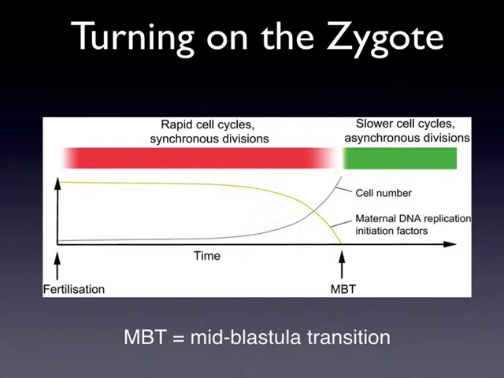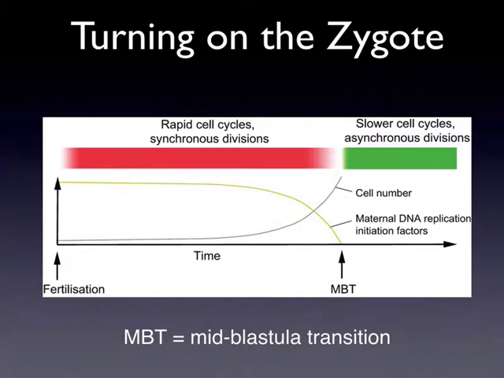Once you start turning on the zygotic genome, we start to see some other things happen as well. We start to see asynchronous cell division, slower cell cycles, and an increase in cell numbers. We also see a decline in the initiation factors, I should really just say the transcription factors, that were provided by the mother to turn on those zygotic transcriptions.